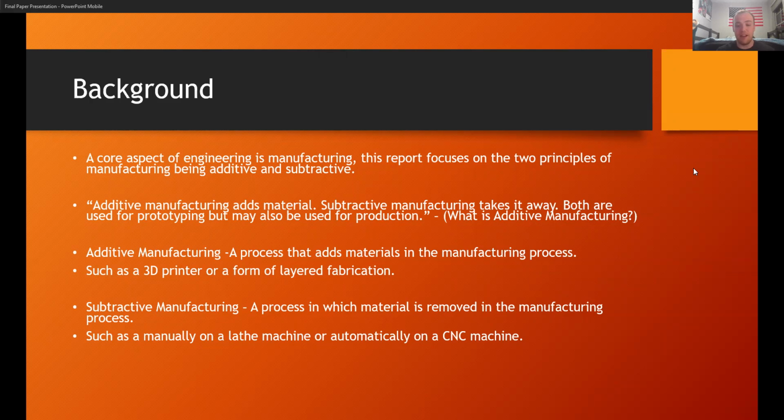With subtractive manufacturing, this is a process in which material is removed in the manufacturing process. This can be done on a CNC machine automatically, or it can even be done manually on a lathe machine, where it's physically cutting material from a set piece.